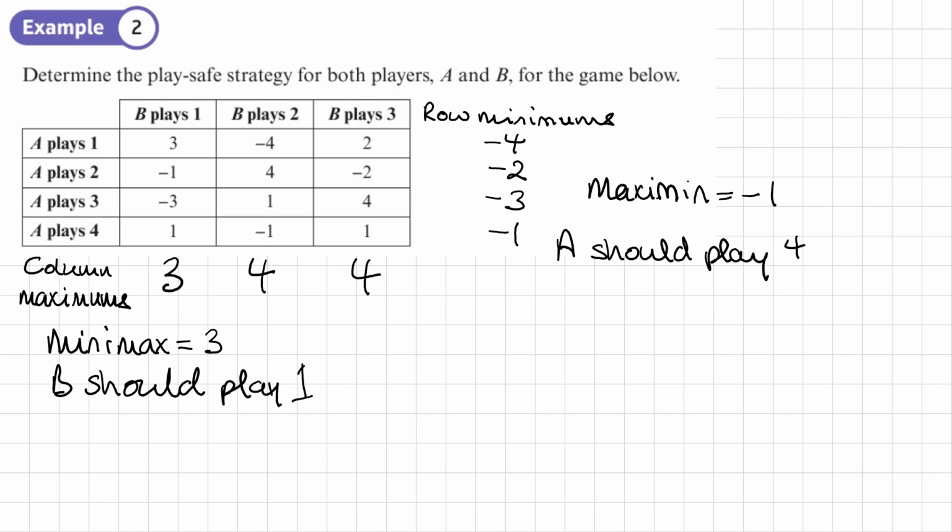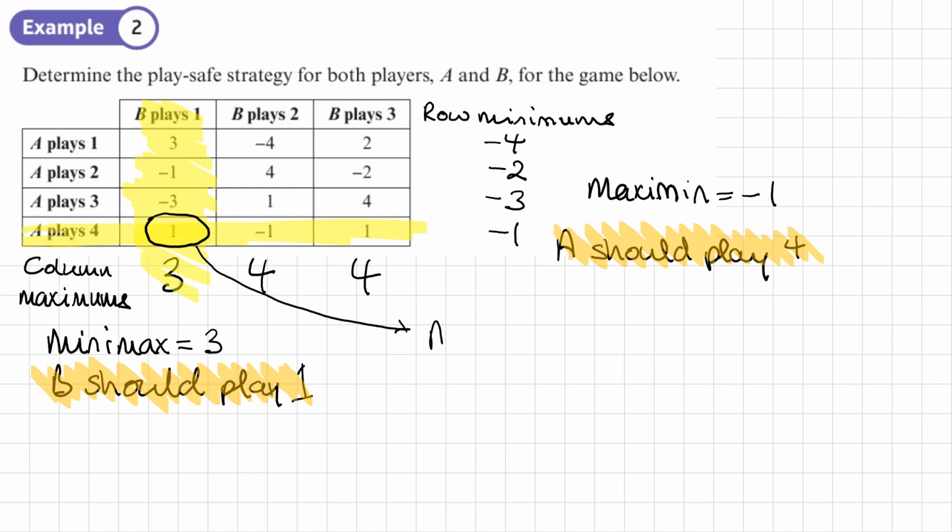So let's see what would happen if A and B both decided to play safe, and A played 4 and B played 1. So we'll just highlight those. So A plays 4, which will be here, B playing 1, which would be here. The intersect of those two cells is this one here. So if they both played safe, that means that A would win 1 and B would lose 1.